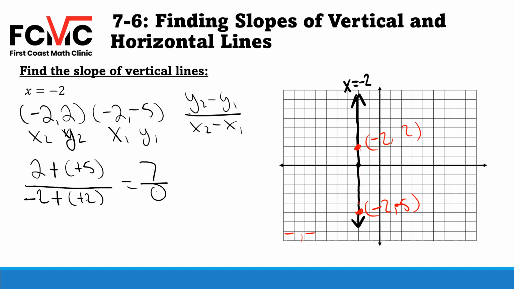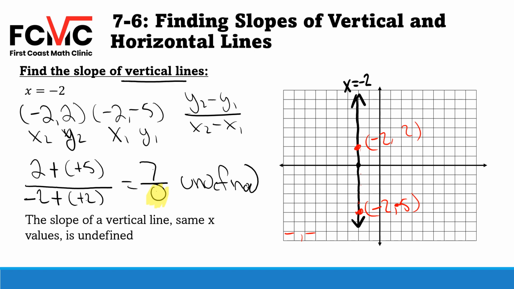Whenever we have a fraction with 0 in the denominator, that's always going to be undefined. Okay, so the slope of our vertical line, where we have the same x value, is always going to be undefined. So again, notice that our x values here are the same. So let's get into some examples where we find our slope of vertical and horizontal lines.